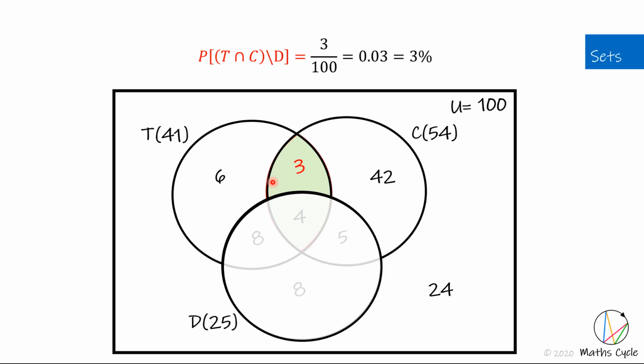So what's the probability of picking one of those 3 students? You have 3 chances out of 100. Write it as a fraction or as a decimal, 0.03, or as a percentage, 3%. Okay.